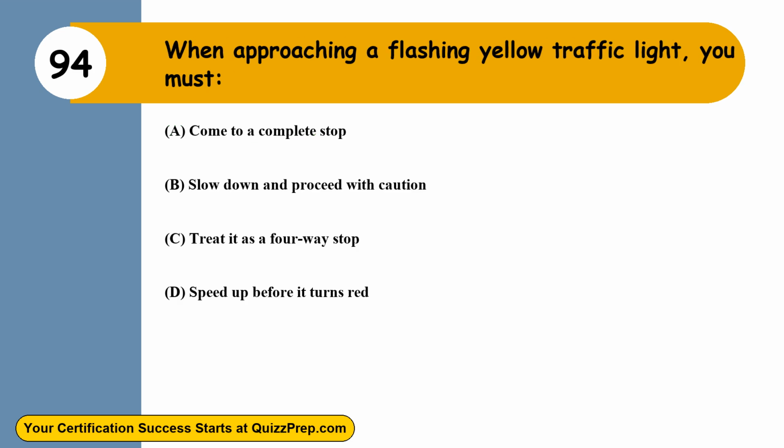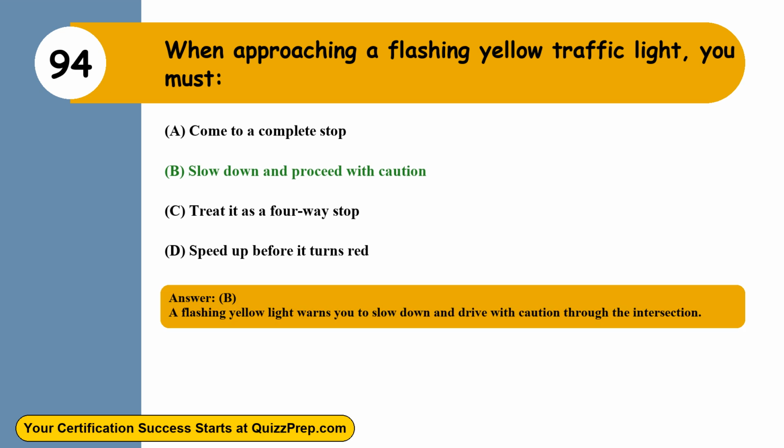Question 94. When approaching a flashing yellow traffic light, you must: Option A, come to a complete stop. Option B, slow down and proceed with caution. Option C, treat it as a 4-way stop. Option D, speed up before it turns red. The correct answer is option B, slow down and proceed with caution. A flashing yellow light warns you to slow down and drive with caution through the intersection.